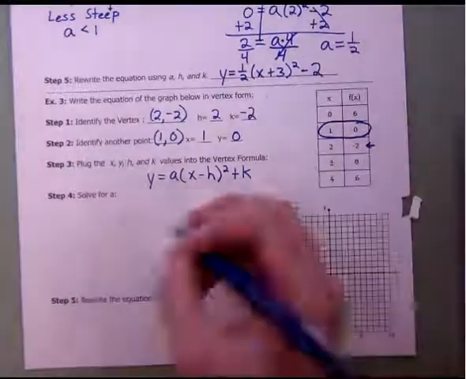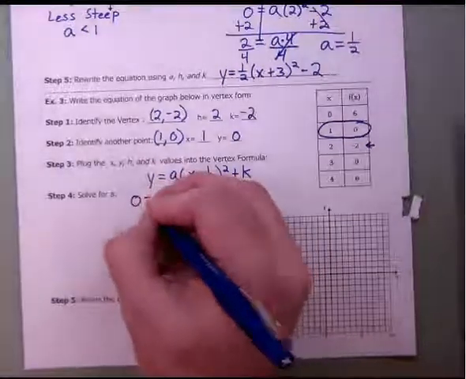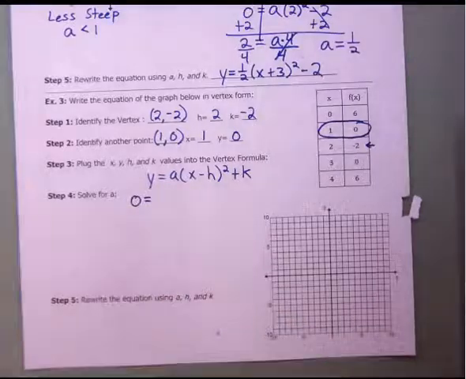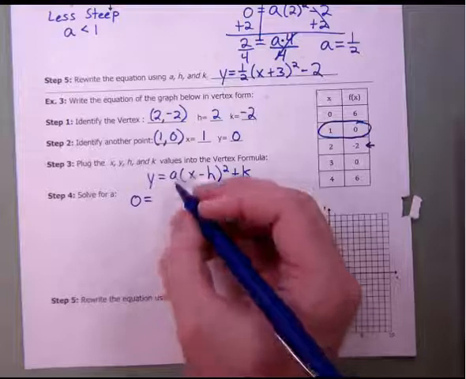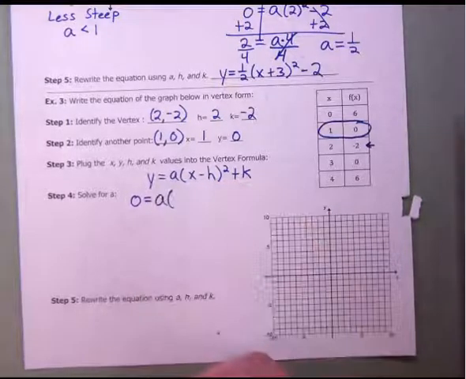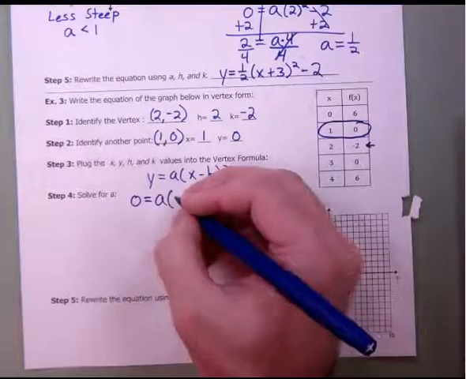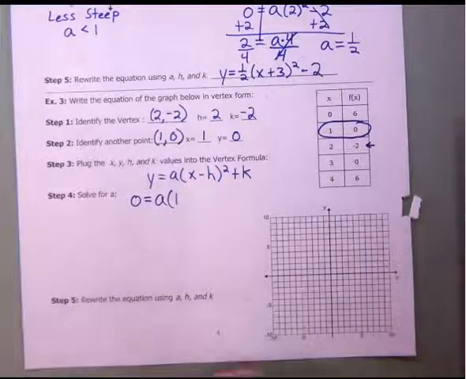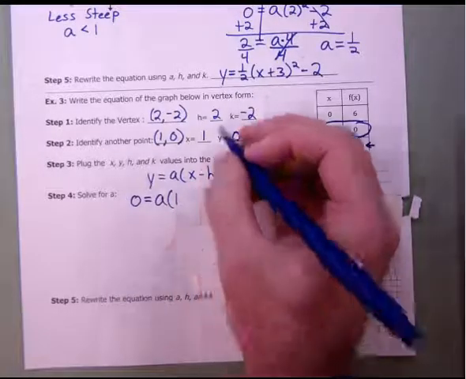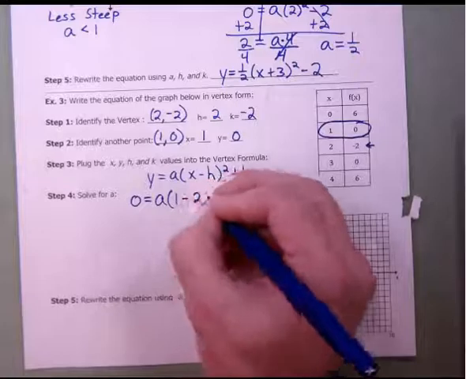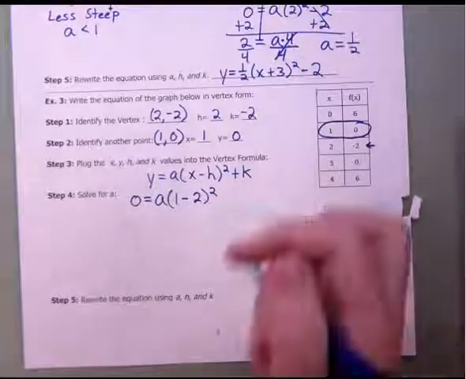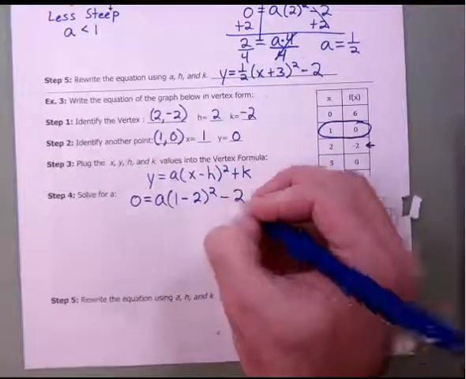Okay, so our y value in this case is 0 again. Our a value is what we're looking for. Our x value is 1. Our h value is 2, so minus 2 squared. And our k value is minus 2.